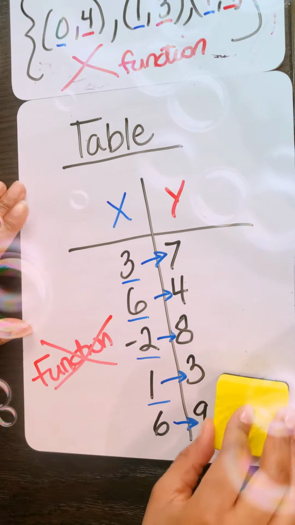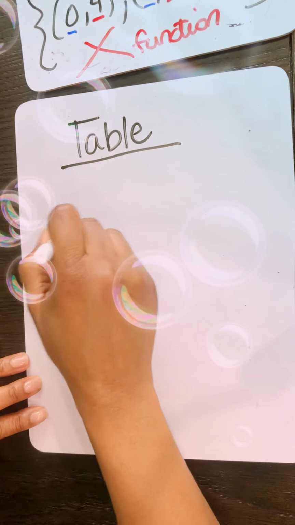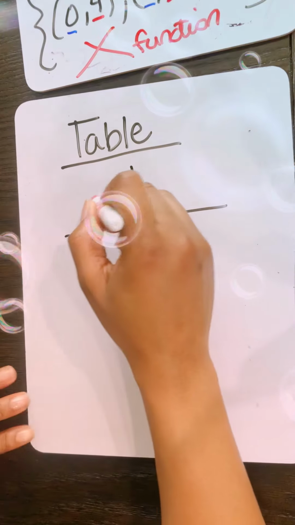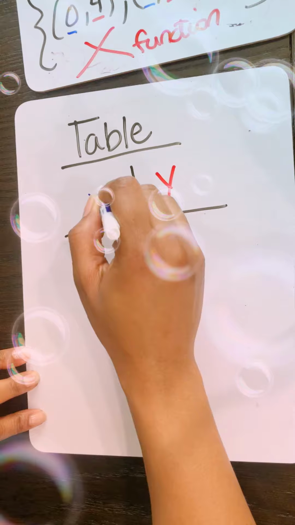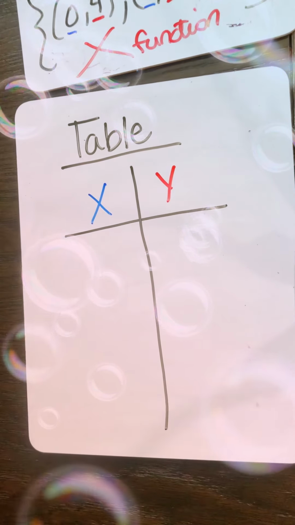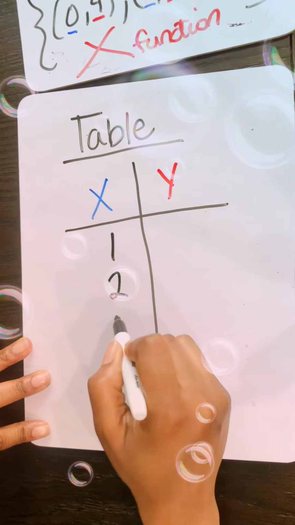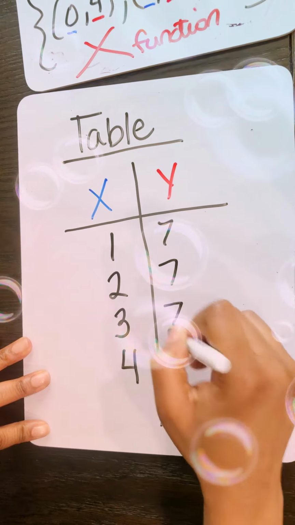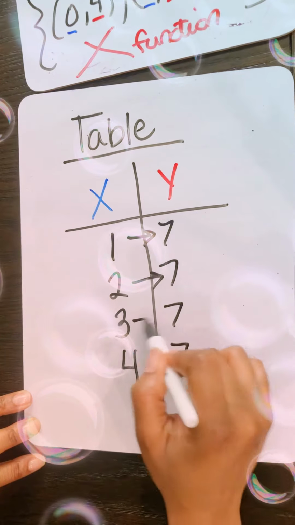What if we had another example of a table? I'm going to draw another table. So we've got our output in red and our input in blue. And let's say we had 1, 2, 3, 4, and then we have the same outputs for each one. And then we said 1 goes with 7, 2 goes with 7, 3.